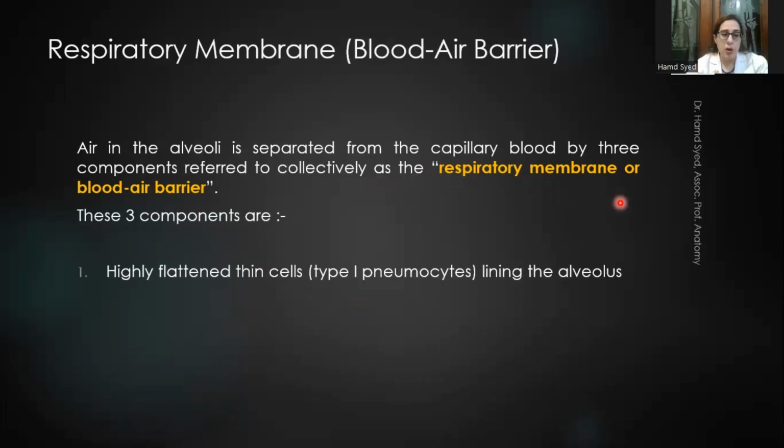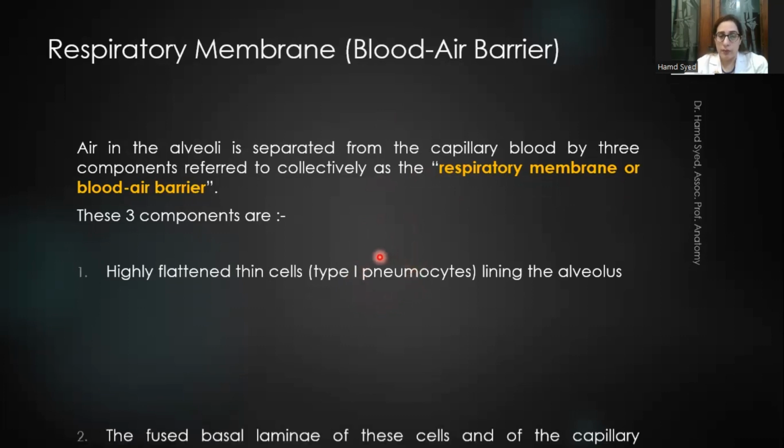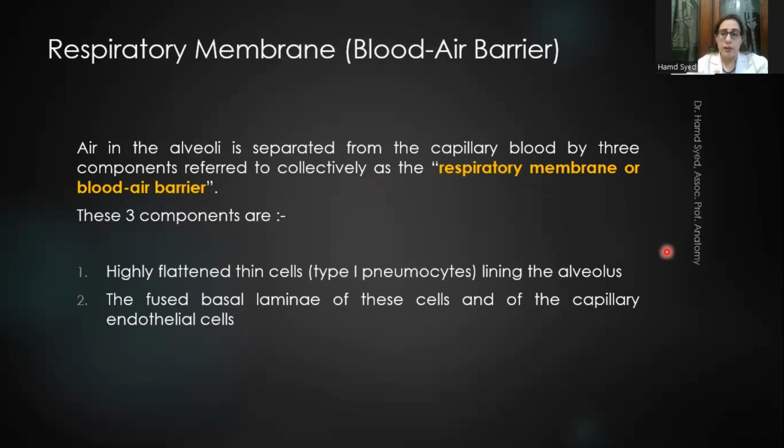These 3 components are, number 1, the type 1 pneumocyte, which is the highly flattened cell lining the alveolus. The second component are the fused basal laminae of this type 1 pneumocyte and of the capillary endothelial cell. So the third component is, of course, the thin endothelial cell of the capillary. Collectively, these 3 components are known as the respiratory membrane. So these are the barriers across which gaseous exchange is going to take place.